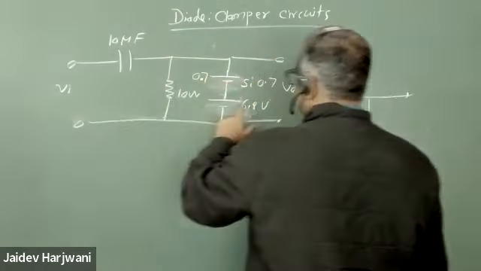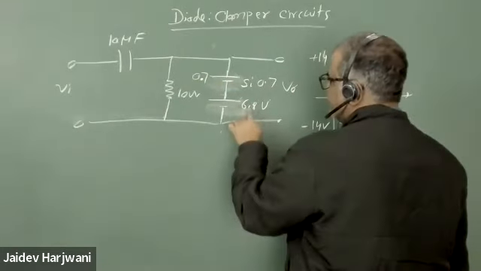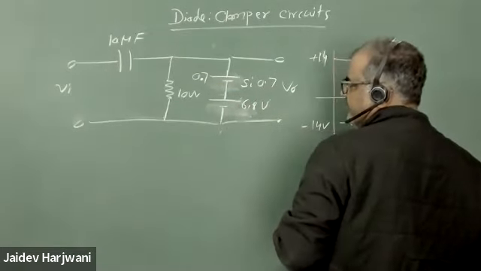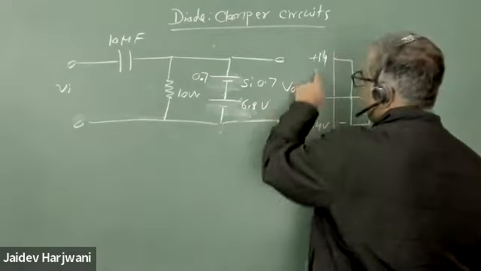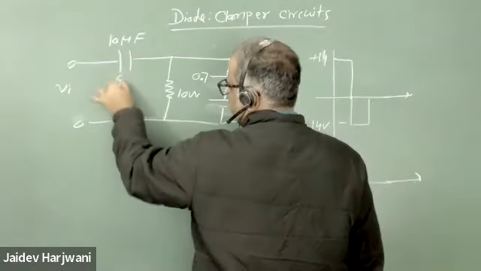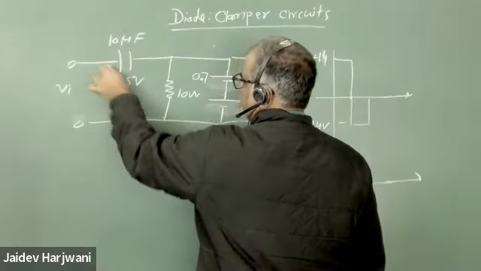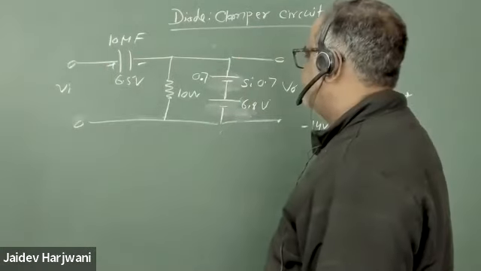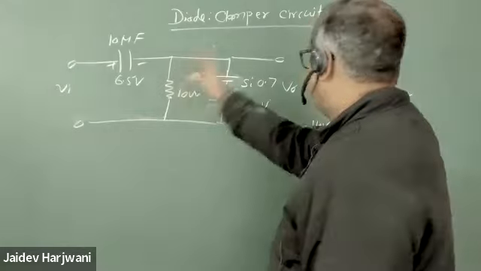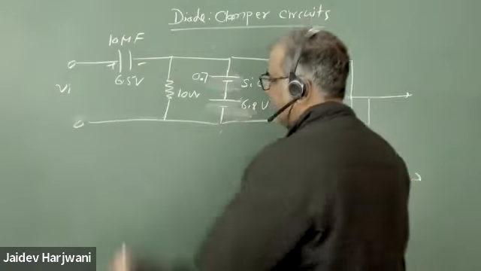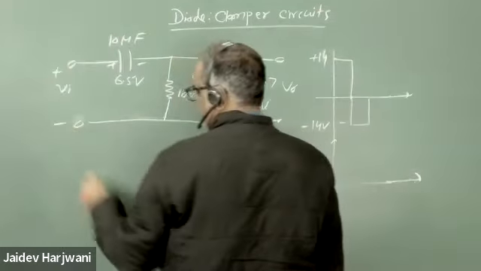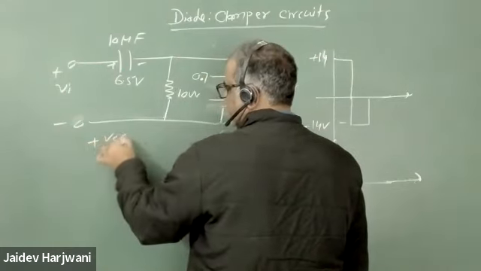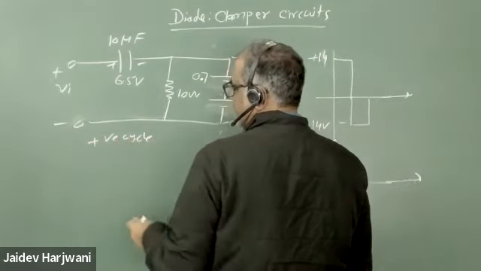So this time your capacitor will charge. This becomes how much? 6.8 and 0.7 become 7.5. So 14 minus 7.5, your capacitor will now charge up to 6.4 volt. Clear? Okay, so this is now my condition. So I can write now, this is my positive cycle.